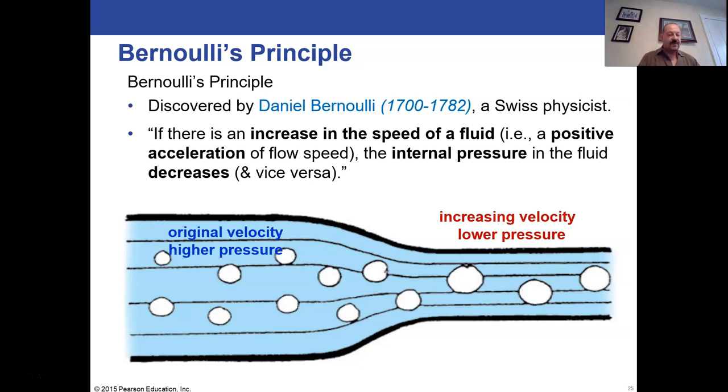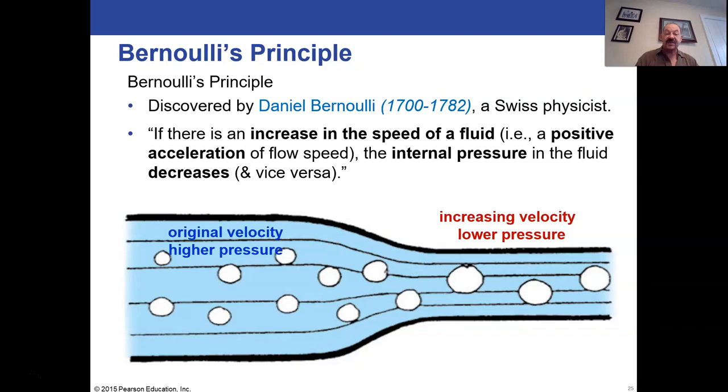So what this means is when you constrict the flow of liquid through a tube, and these white spots represent bubbles of air, we'll talk about that in a second. If you have this liquid flowing through in a streamlined fashion, what we call laminar flow, and we'll talk about that also, with some original velocity and a certain amount of pressure, which we'll refer to as a higher pressure, and you suddenly constrict the flow, what Bernoulli found was that the velocity of the liquid increases, and as it increases, it also results in a lower internal pressure in the fluid.